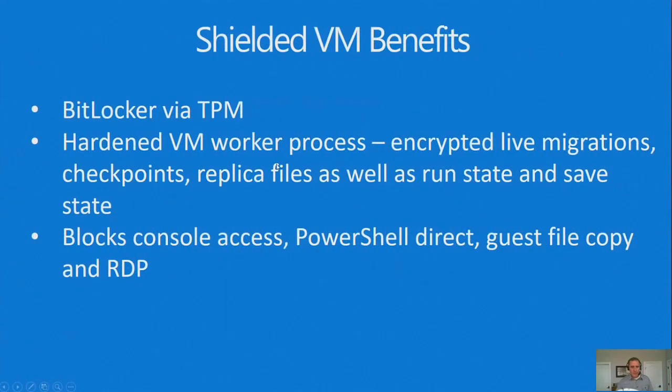And so these are some of the benefits of running shielded VM. So you get BitLocker via TPM or virtualizing the TPM. You get hardened VM worker process, which is what we mentioned earlier, so you're not really going to get anything attaching a debugger to the process. And then you get encrypted live migrations, checkpoints, replica files, as well as the running state and save states are encrypted. With shielded VMs, we're going to block console access, so the Hyper-V console, and all of those things where you can drag and drop or copy and paste from the console. Obviously, that's a bad idea if you've got a sensitive workload running in Hyper-V and you want to prevent malicious code or administrators from accessing the machine. So we're going to block console access, PowerShell Direct, and the guest file copy and RDP. So those things are going to be blocked when running shielded VMs.